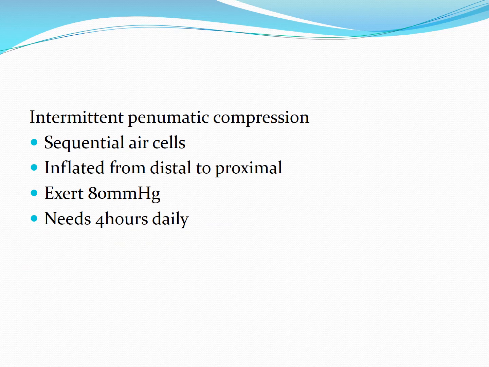Intermittent pneumatic compression. This is more theoretical than practical, where you apply sequential air cells to your lower limbs, and the distal-most one is inflated first and then the proximal ones. It exerts about 80 millimeters of mercury pressure, and to be effective this needs to be done 4 hours a day. So the patient has to be on a bed for 4 hours a day, and you need these hi-fi gadgets, but it's not very practical.